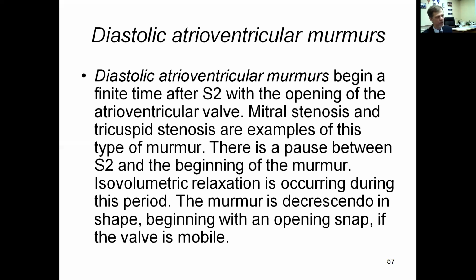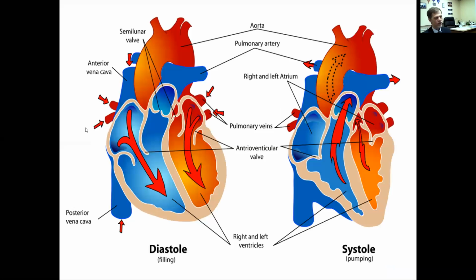What may happen in diastole? Diastolic atrioventricular murmurs begin at a finite time after S2, with the opening of the atrioventricular valve. Mitral stenosis and tricuspid stenosis are examples of such murmurs. Again, this is diastole. Remember, normal blood flows from atriums to ventricles. AV valves open, semilunar valves closed.